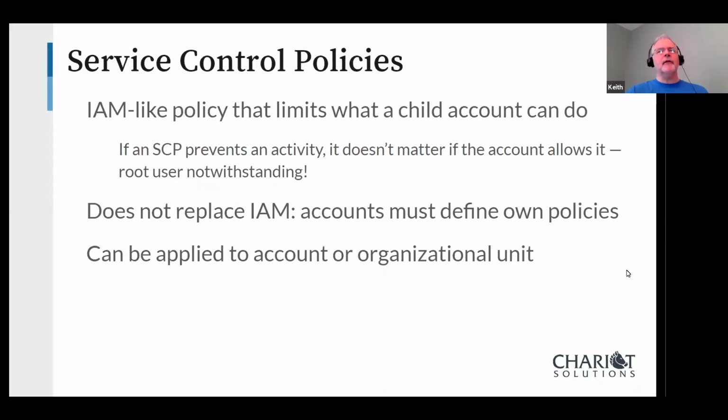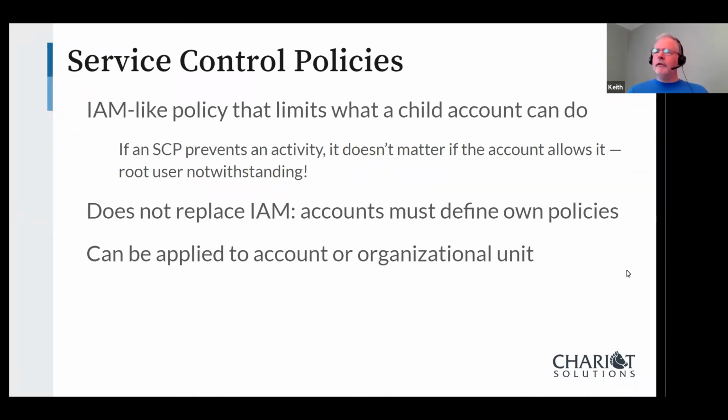What they really mean are service control policies. And a service control policy is an IAM-like policy that limits what a child account can do. It's an IAM-like policy because it's not managed inside the IAM part of the Amazon ecosystem. It's managed in the organizations part. It's also not doing the same thing. IAM policies grant permissions within an account. Service control policies limit the ability of an account to do something.